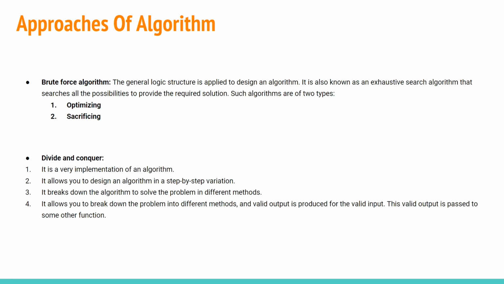Then the divide and conquer. It is a very common implementation of an algorithm. It allows us to design an algorithm in a step-by-step variation. It breaks down the algorithm to solve the problem in different methods. It allows us to break down the problem into different methods, and a valid output is produced for the valid input. This valid output is passed to some other function.